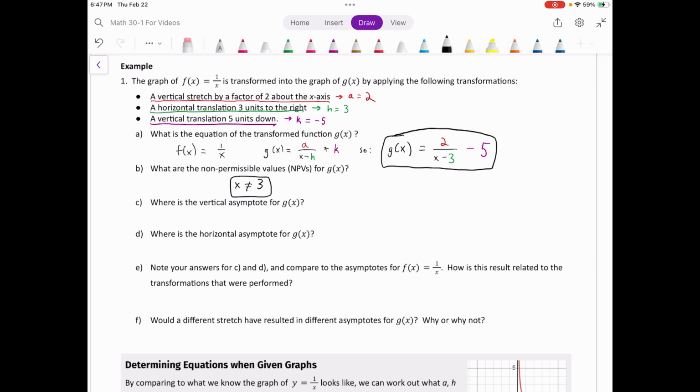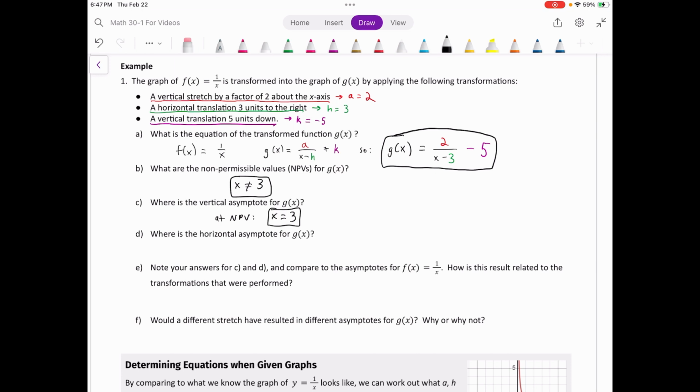Where is the vertical asymptote? Well, that's very closely related to what we just said, right? 1 over x has a vertical asymptote at x equals 0, because that would have us dividing by 0. 2 over x minus 3, minus 5, is going to have a vertical asymptote at 3. x can approach 3, but it can't ever be 3, right? 3 is a non-permissible value. So it'll be at the NPV, which is x equals 3. So that will be the equation of our vertical asymptote, x equals 3.